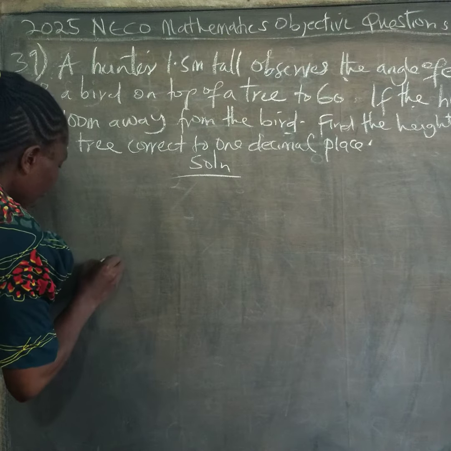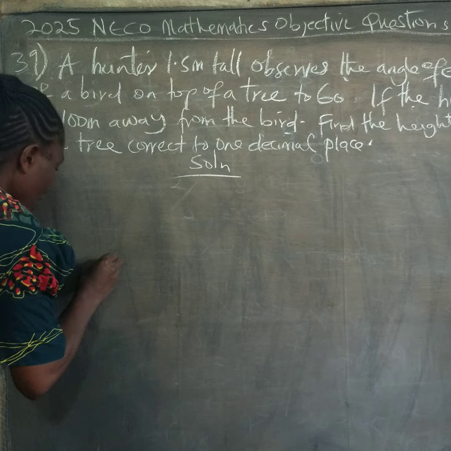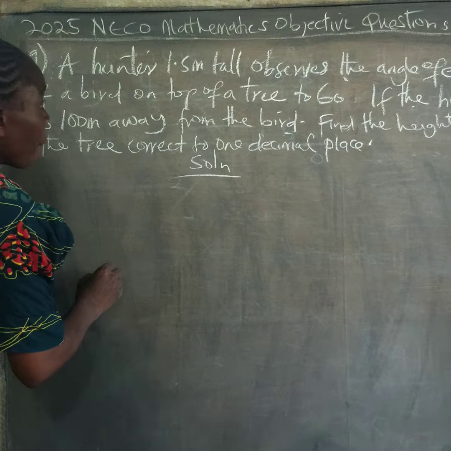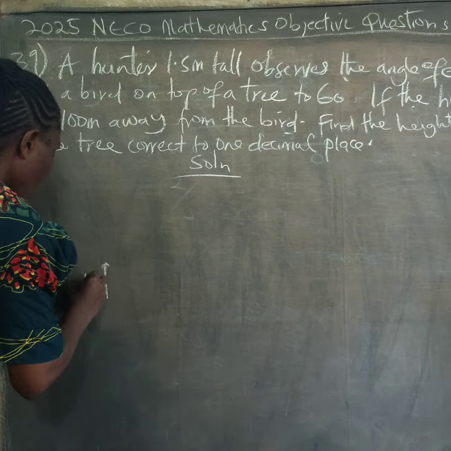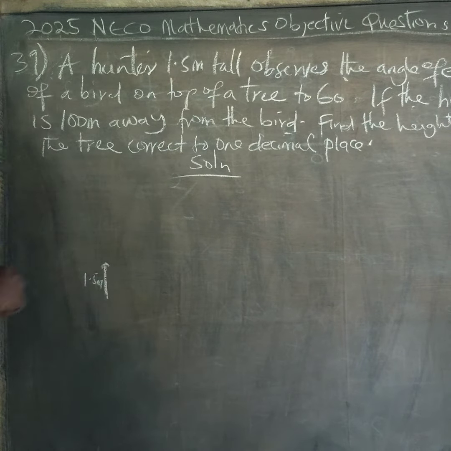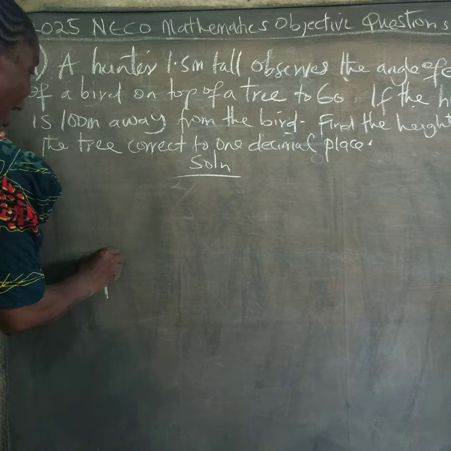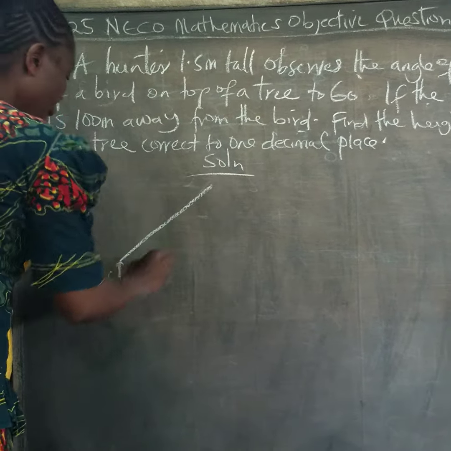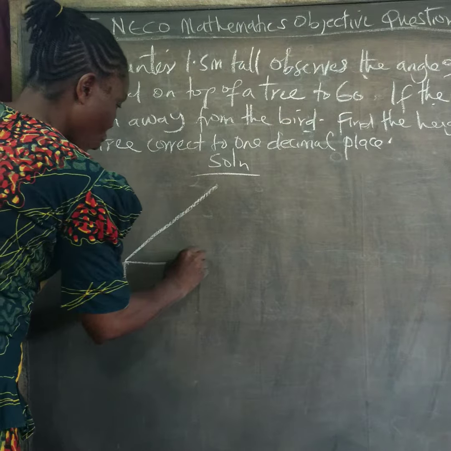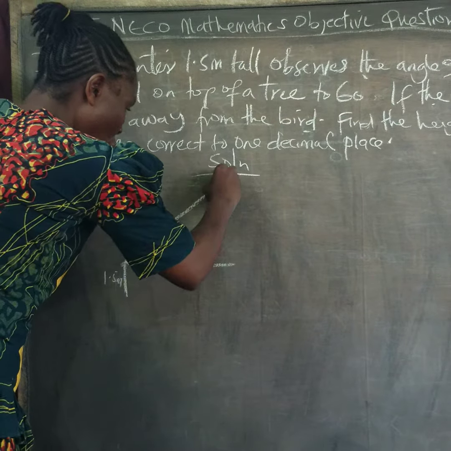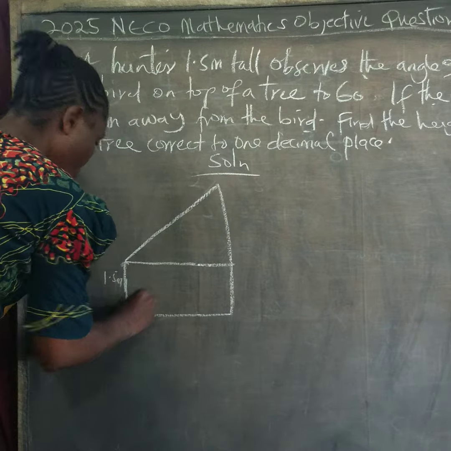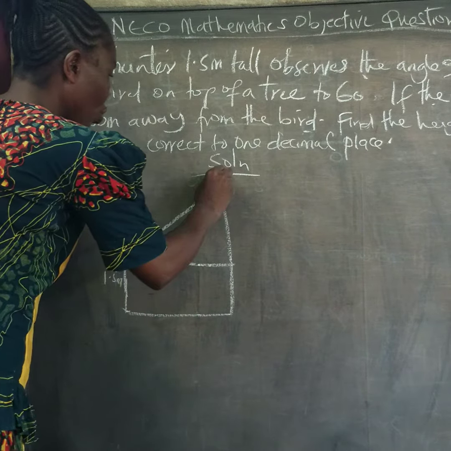So a hunter, let me say this is the hunter, this is the height of that hunter. He is 1.5 meters tall. Now from his eyes, he observes a bird at a tree, right? Remember, he has a horizontal before observing that. Now this is the height of that tree here.